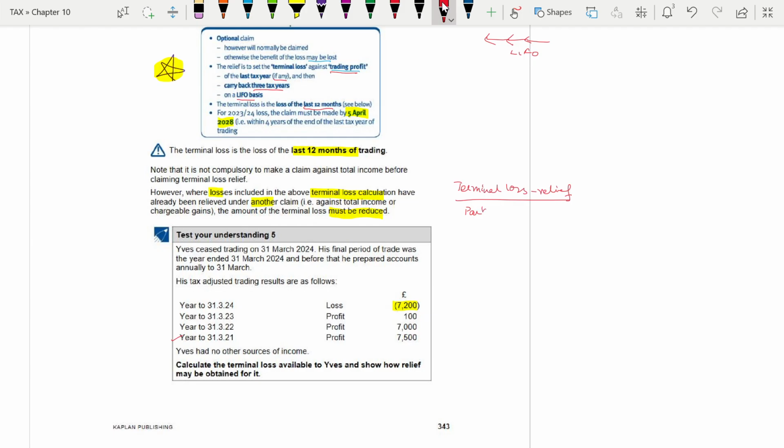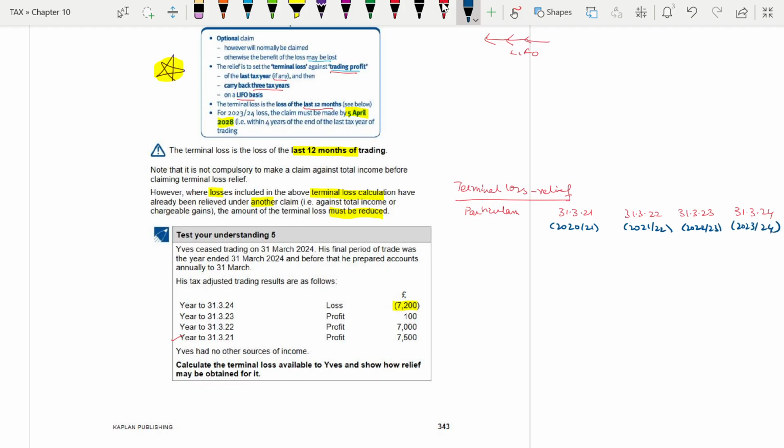Okay, now particulars. What is the tax year? Year ended 31-3-21, 31-3-22, 31-3-23 and 31-3-24. Is it right? In our own tax language, it is 2020-21, 2021-22, 2022-23 and 2023-24.